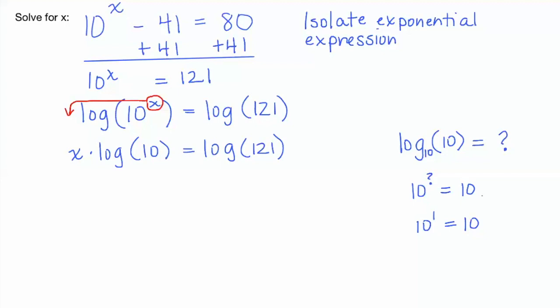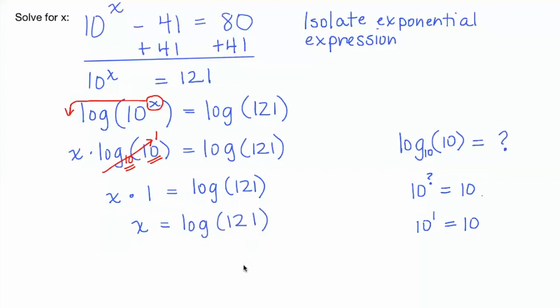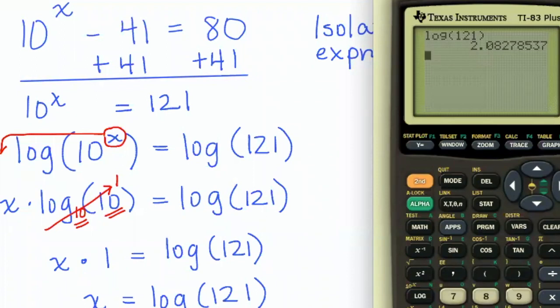So back over here, when your bases match, when you have that 10 here and a 10 there, this whole thing is just equal to 1. So that makes my equation solving much simpler because x times 1 is just x. And so I know that my answer is whatever the calculator gives me for log of 121. Again, just make sure you use the proper log key when you put it into the calculator. And again, I'll stay with 3 decimal places, making this answer 2.083.